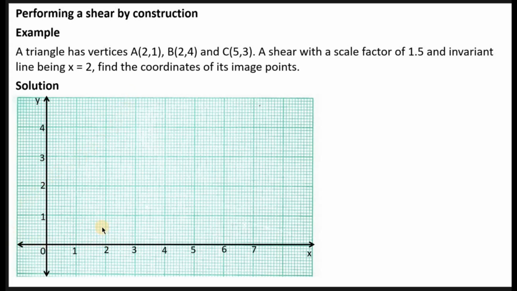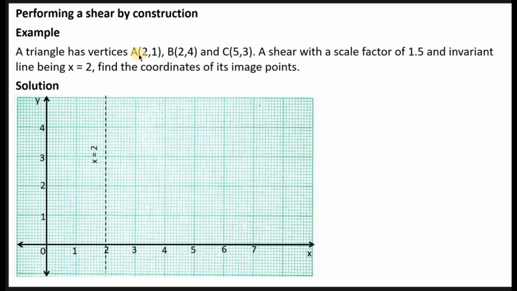Okay, so what we'll do first, before we do the plotting, we have been told that we have the invariant line x = 2. So x = 2 is here. That's where the invariant line is. So we draw the invariant line and label it like that, x = 2. Okay? So you are seeing the steps the way they are moving. So the next part is to begin plotting.